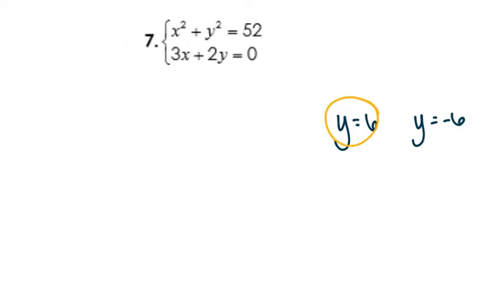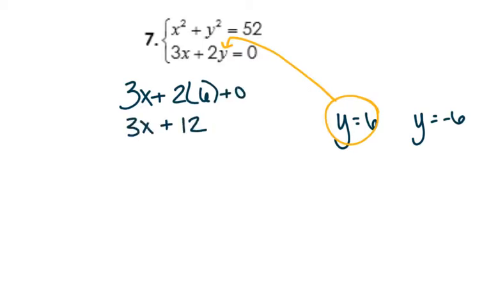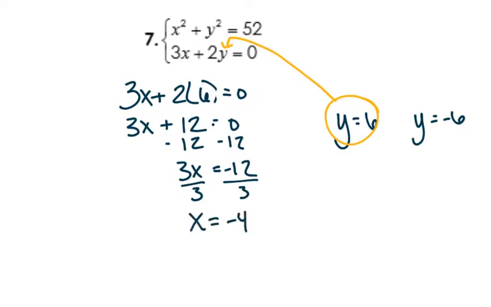And I can plug them into either one that I want to. I think it's a little easier to plug it into the second equation, so that's what I'm going to do. So I'm going to replace this y with the number 6. So I have 3x plus 2 times 6. 3x plus 2 times 6 is 12. Sorry about that. Equals 0. I'm going to get rid of the 12. So 3x equals negative 12. And I'm going to get rid of the 3 by dividing. So x equals negative 4. So one of my answers is negative 4, comma 6.